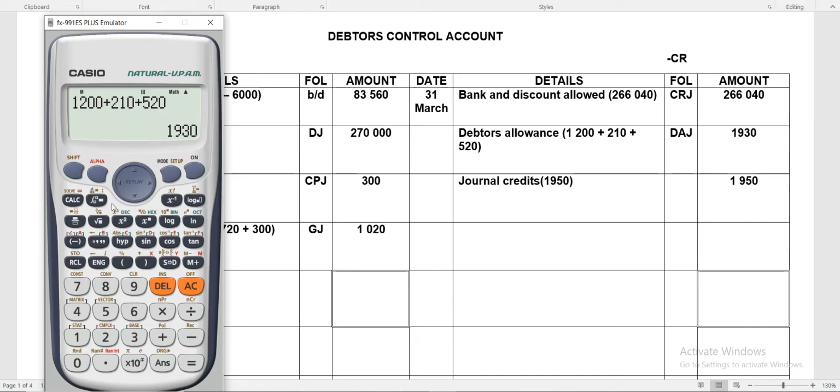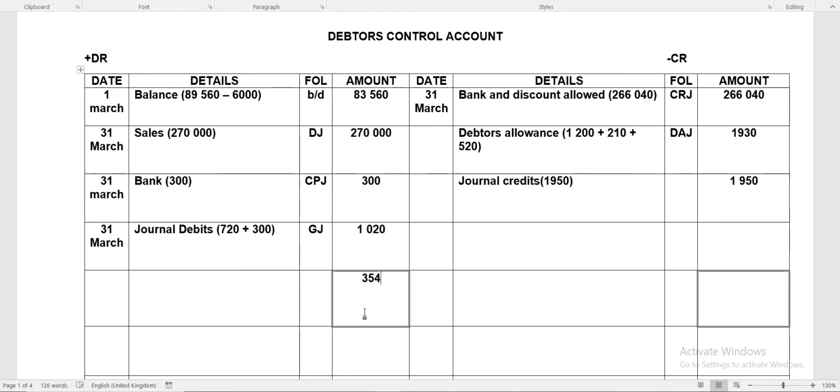So let's see, 83,560 plus 270,000 and then plus 300 and then plus 1,020. The total is 354,880, and also the total this side 354,880.